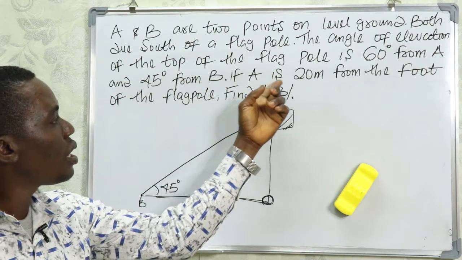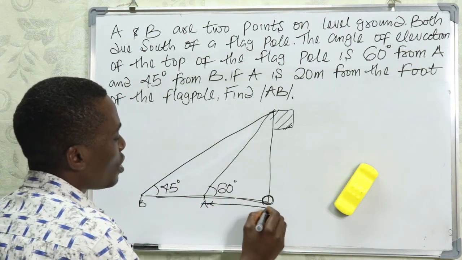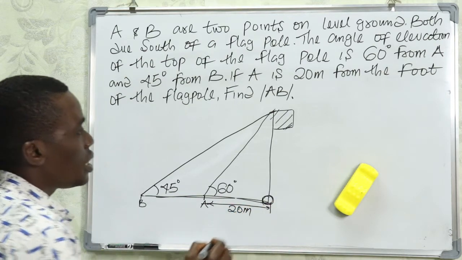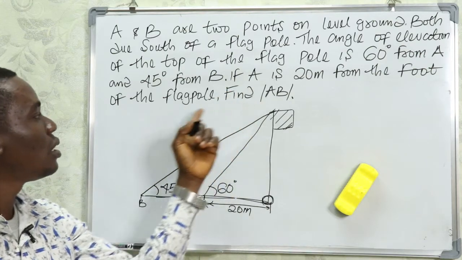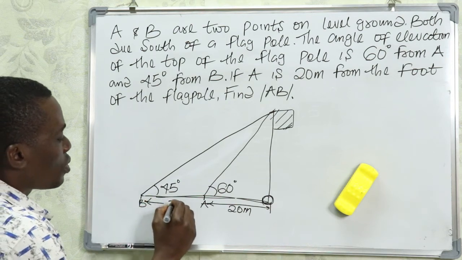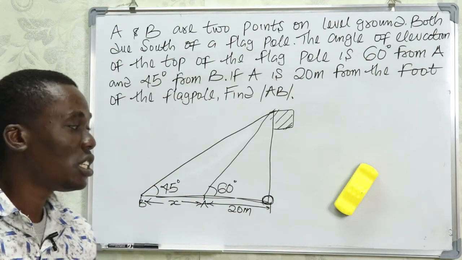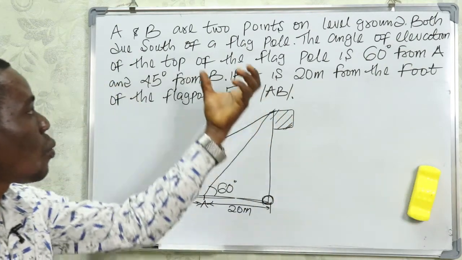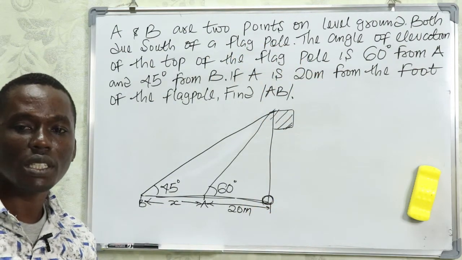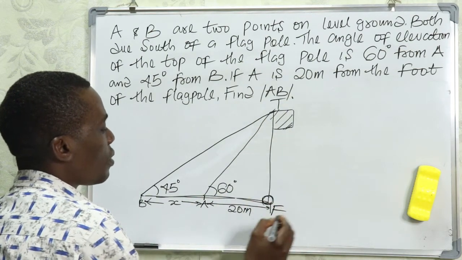Now if A is 20 meters from the foot, this point to this point, the foot of the flagpole, is 20 meters. The question says find AB. This is the point you are asked to find. Let's assume that the point you are requested to find is point X. So now you see we have put these sentences into drawings. Now let's assume that this is the top of our flagpole, and this is the foot of the flagpole.